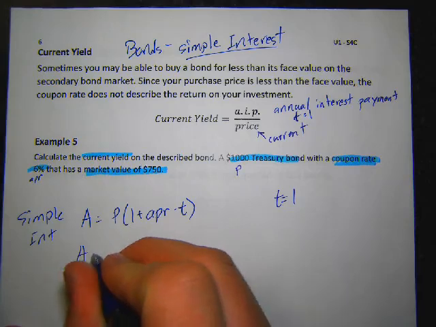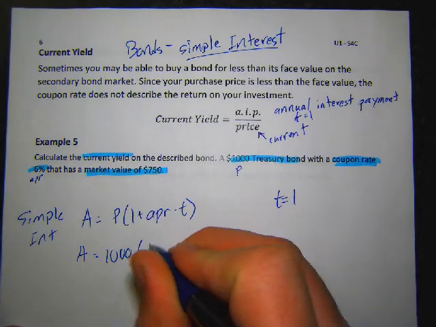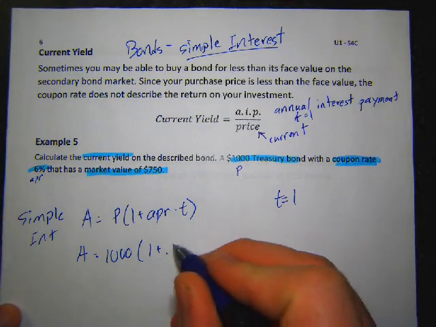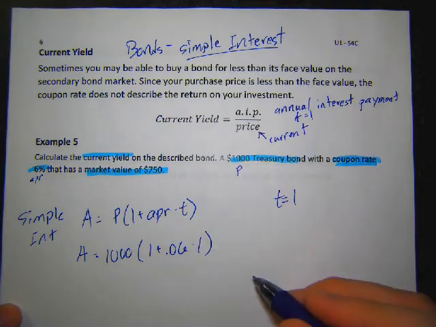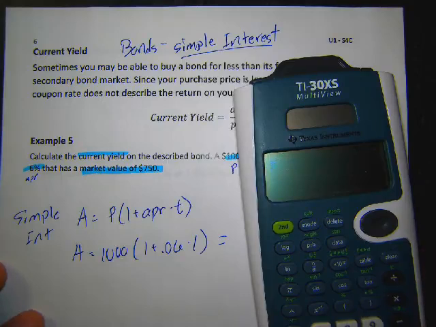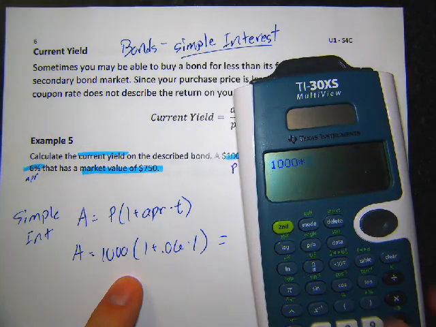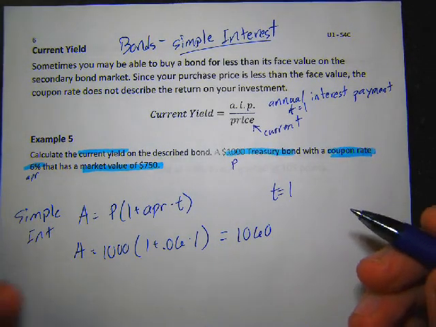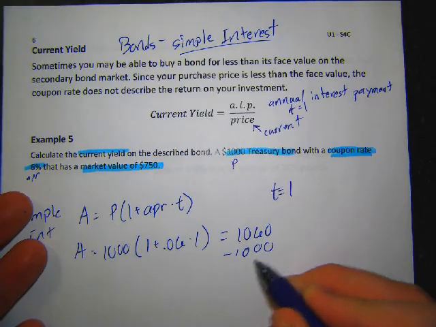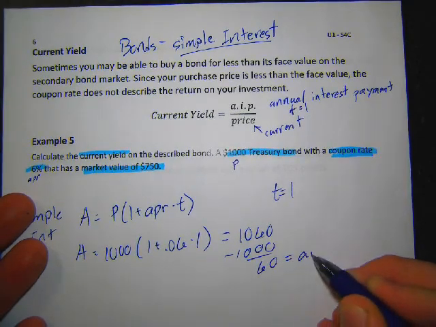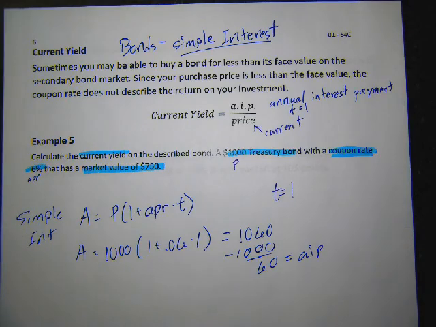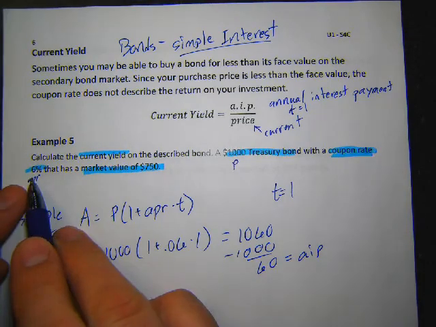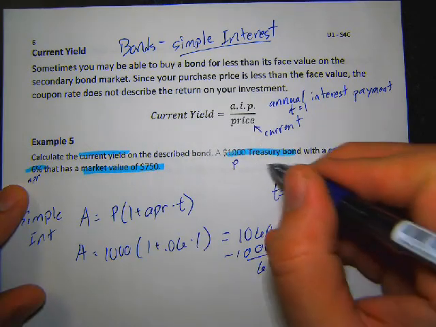So first off, we'll do $1,000 for principal, 1 plus the APR, which is 0.06. And we just want 1 year, so we're going to put 1 in for time. And that'll tell us how much it's worth at the end of the year. So $1,000 times parentheses 1 plus 0.06 times 1. Now that gives us 1060, but that's actually the total, right? That's the original principal plus the interest. So we do need to take away that original principal to get the interest, and that is going to be our AIP. So to find AIP, to find 1 year's interest, we use that 6% of the face value. This is your face value.